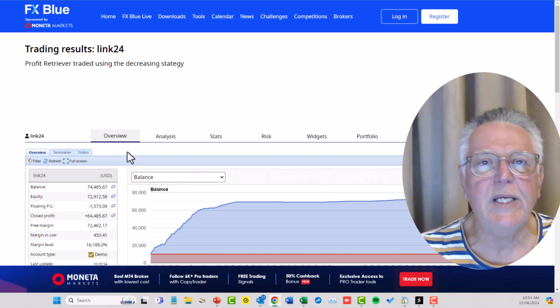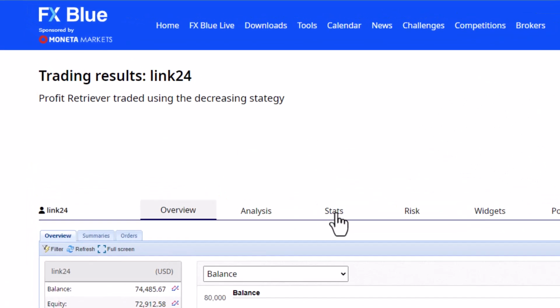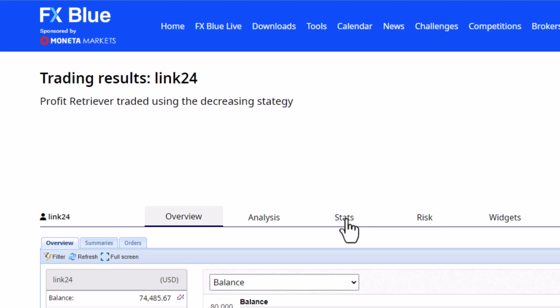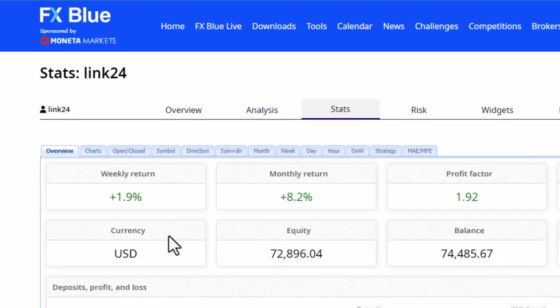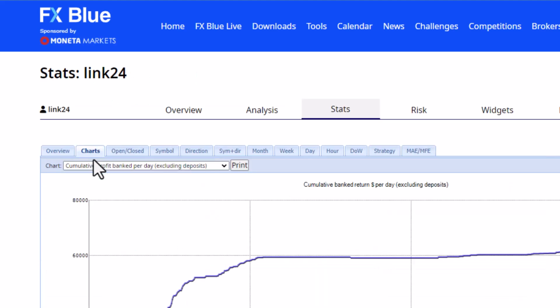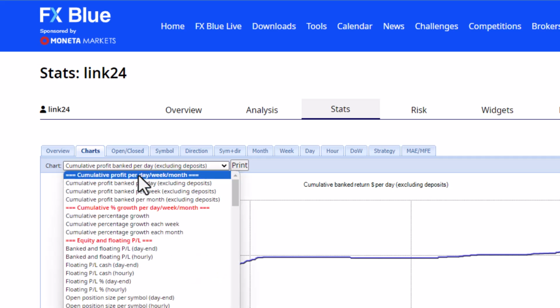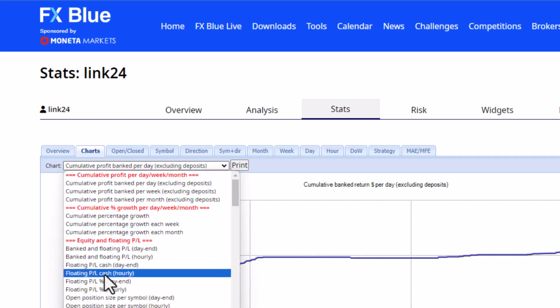So the first thing that I would do is I go into this menu item called Stats, click on that, and it brings up this page, and I then click on Charts, and I choose the floating profit and loss hourly chart, because that will give you an analysis of what the equity balances were on an hourly basis over the age of the account.